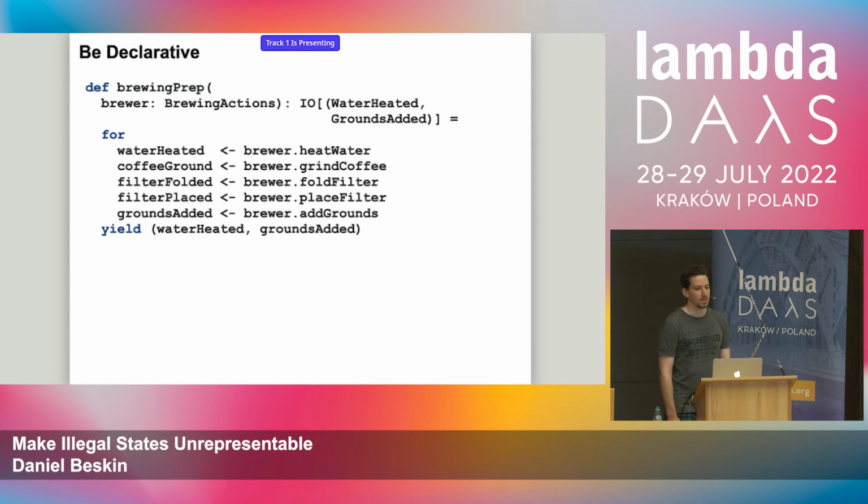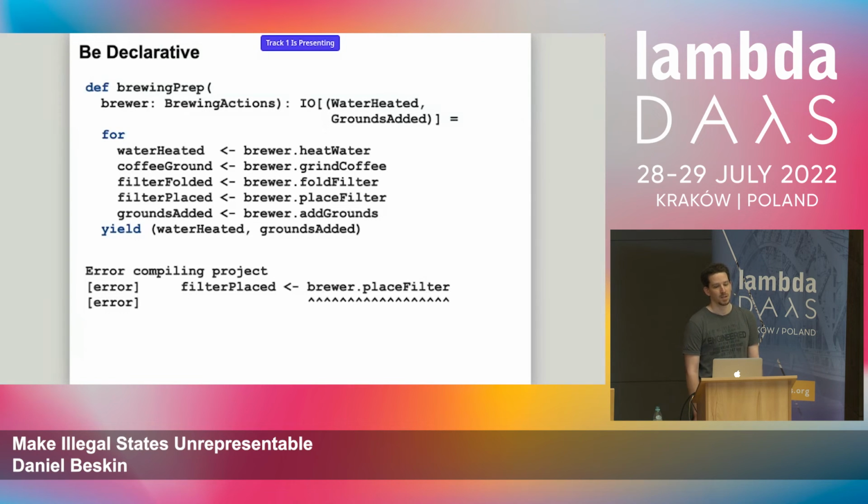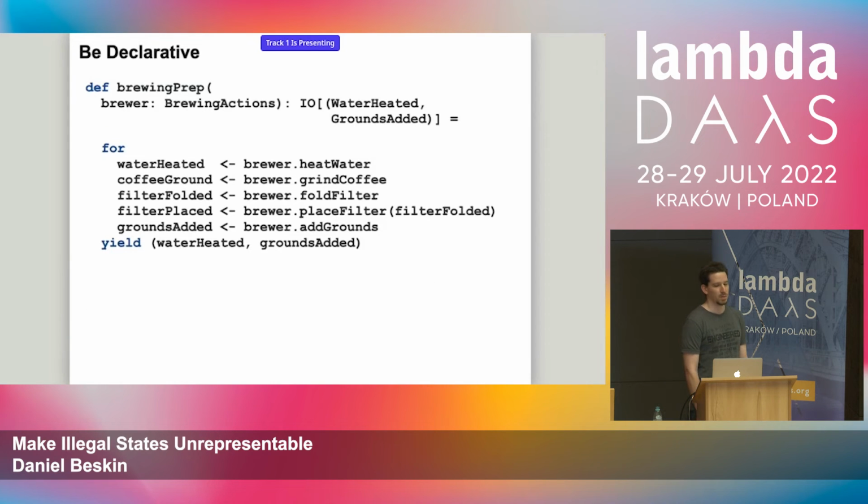And so since our types are so descriptive, now we gain this ability to follow the types to implement our flow. This is very similar to the code that we had before, but now we have to pass around various outputs from our actions. So this code is still incomplete. But the nice thing here is that the compiler now helps us. It tells us, well, you forgot to make sure that you folded the filter before you placed it. And so we can fix that.